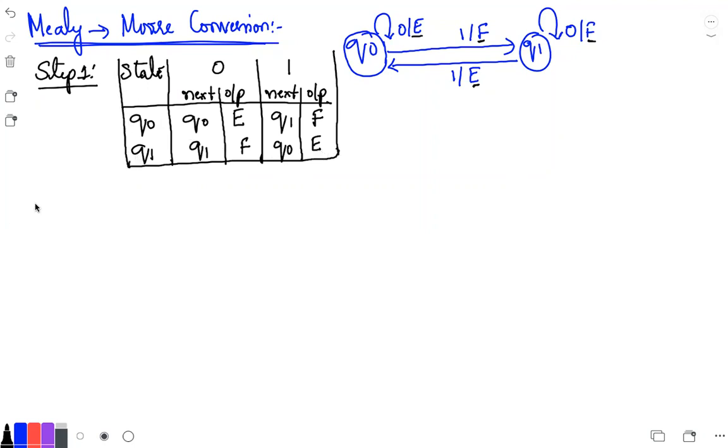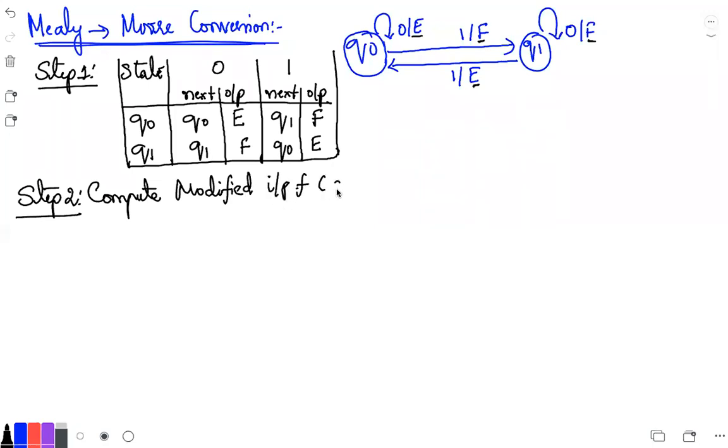Table is done. Step 2. In Moore to Mealy conversion, step 2 is computation of the modified output function, lambda dash, right? Here, the reverse, we should compute the modified input function, delta dash. So there lambda dash, here delta dash.